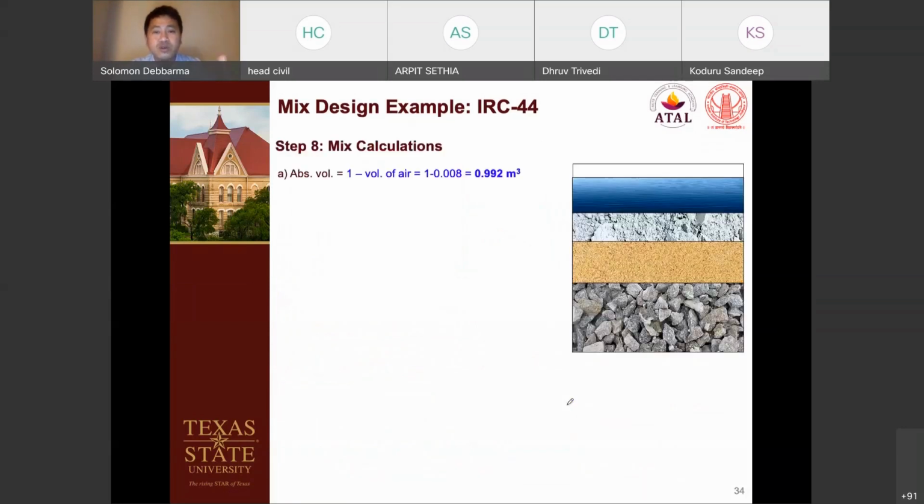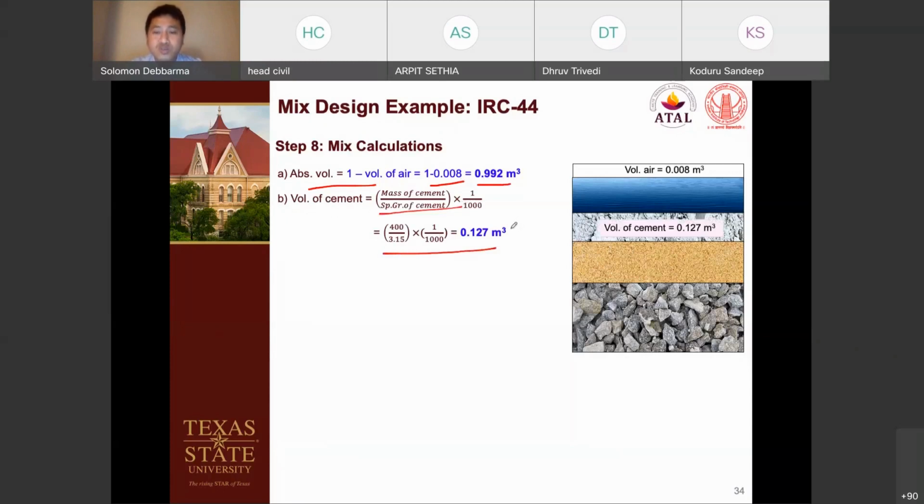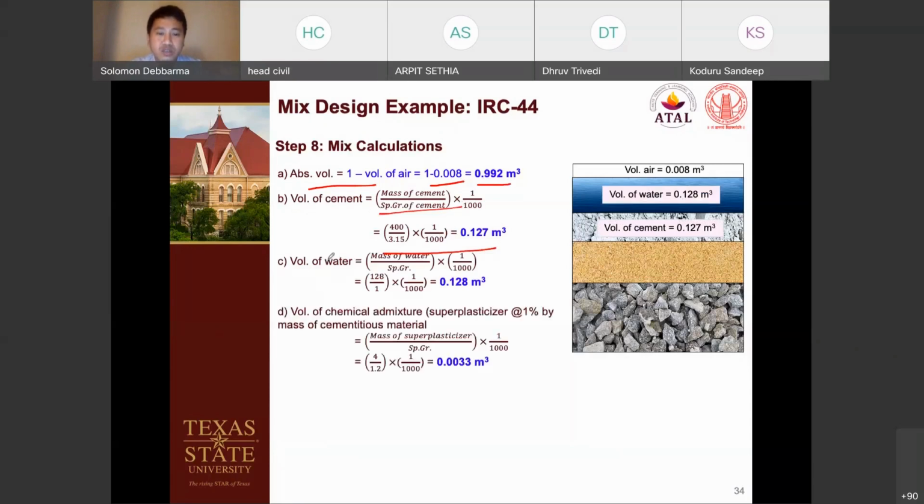So if we go for the mix calculations, the absolute volume is 1 subtracted by the volume of air. We found that the entrapped air content comes to be 0.8 percent. So our absolute volume should be 0.992 meter cube, and then we can calculate the volume of cement. Our volume of cement comes to be 0.127 meter cube, and then subsequently we can calculate the volume of water, and we can also calculate the volume of the chemical admixture if required.